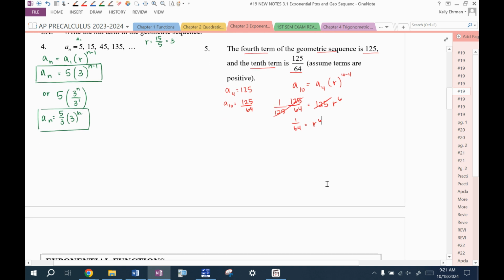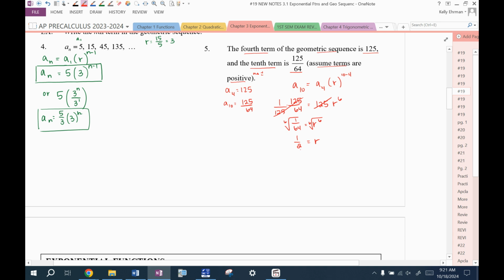I can get rid of a 6th power by taking the 6th root. Oops, I said 6, I wrote 3. By taking the 6th root of 1/64. Take the 6th root of both sides. I'm not going to put plus or minus because this says assume terms are positive, so no plus or minus. What is the 6th root of 1 over 64? In other words, what number raised to the 6th power gives you 64 down here? That would be 2. So 1/2 is equal to r. And again, not plus or minus because it says positive.